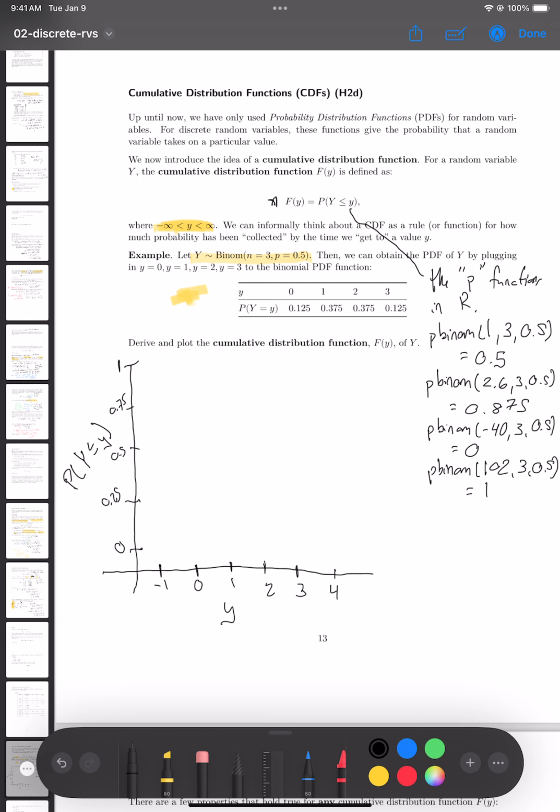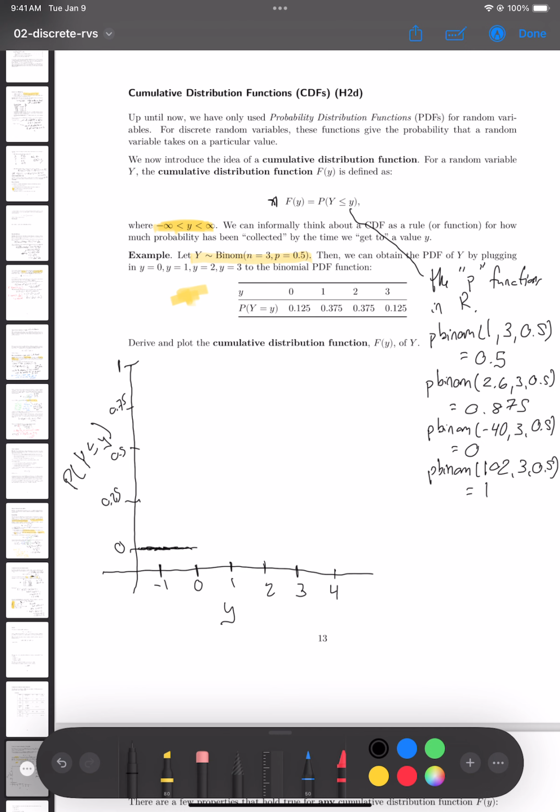Okay, so for this simple example, what is our CDF going to look like? So one way you could think about this is you could think about how much probability is accruing as you move along the x-axis. And so the probability that Y is less than or equal to -1 is 0. The probability that Y is less than or equal to -0.5 is 0. And you keep going all the way until you get to 0.